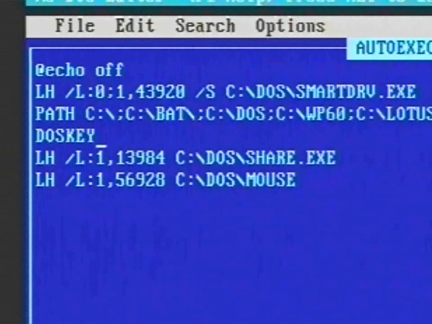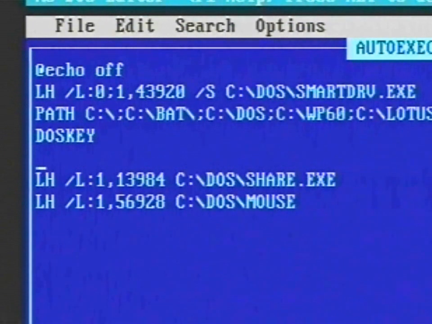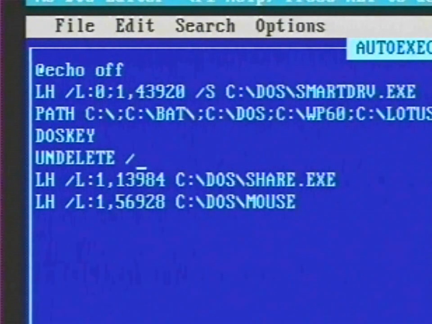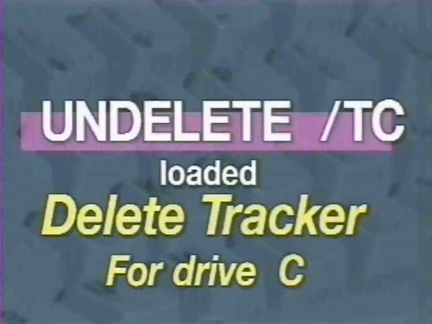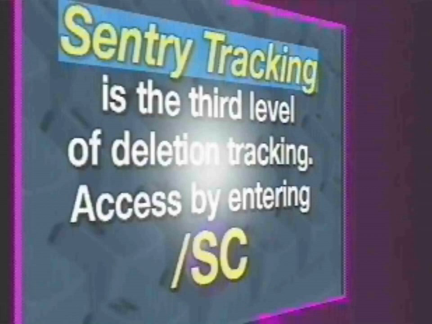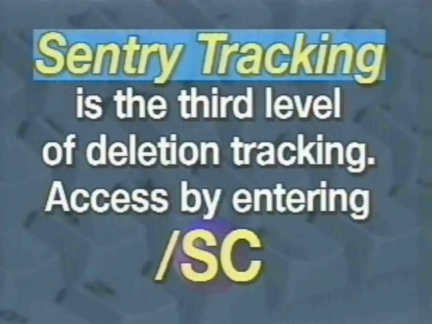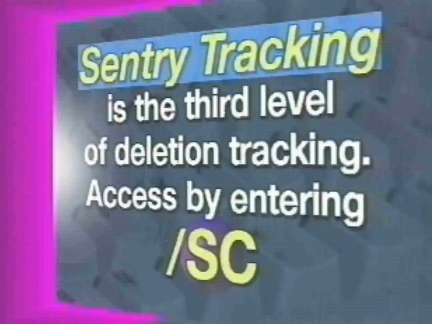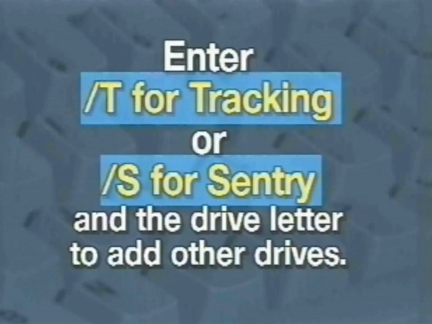Press Enter to start a new line and type Undelete, a space, /TC. This turns on the second level of deletion tracking for drive C. If you want the third level of deletion tracking, Sentry Tracking, enter /SC. Please check with help to help you make up your mind. You may add other drives with the /T or /S and the drive letter to add deletion tracking or Sentry.